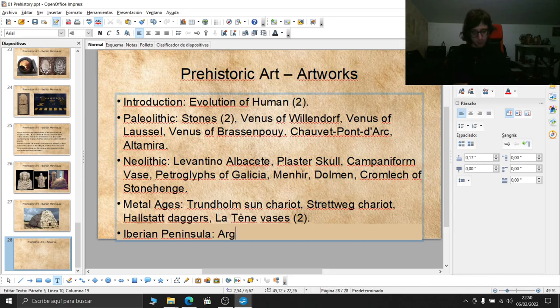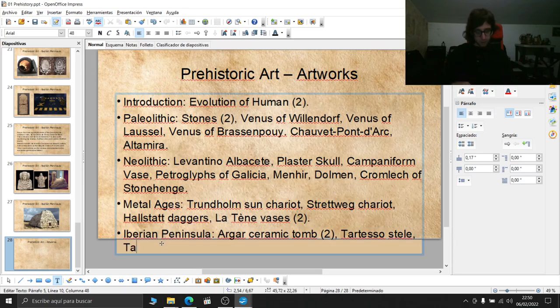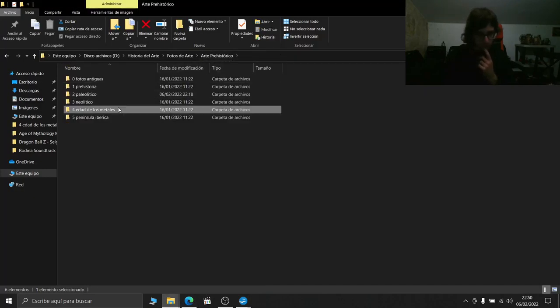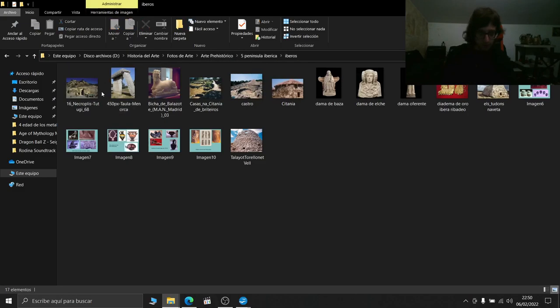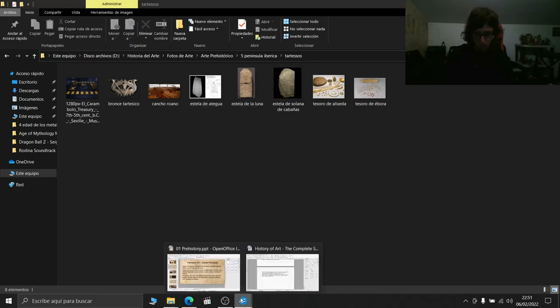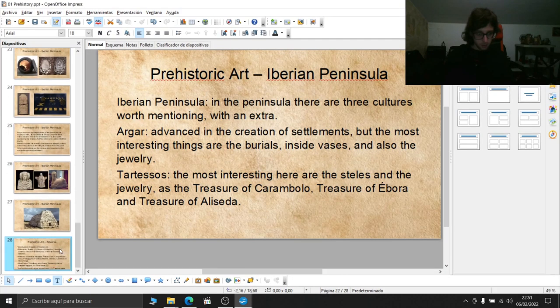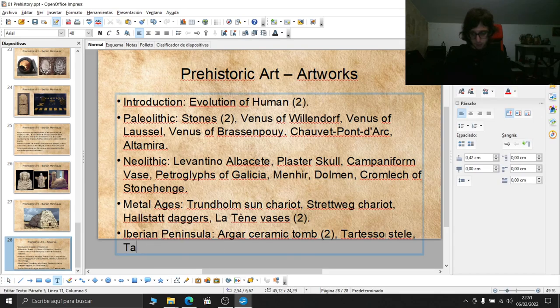Iberian Peninsula. Argar. Ceramic. Tomb. Two. Tartessos. Stele of the moon. No, not this. Stele of the moon. And this is the Carambolo treasure. Yes. Tartessos, stele of the moon. Tartessos. Carambolo treasure.